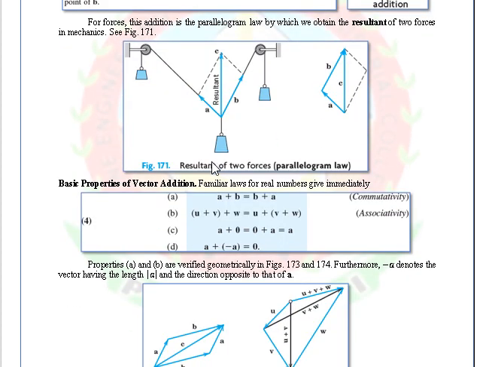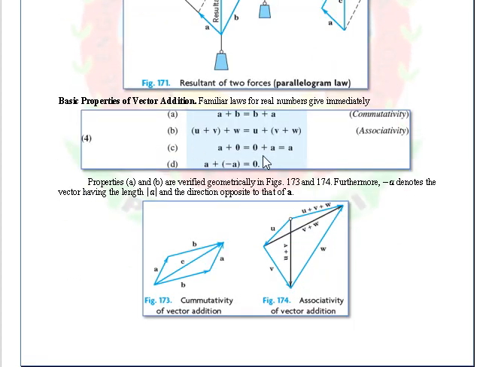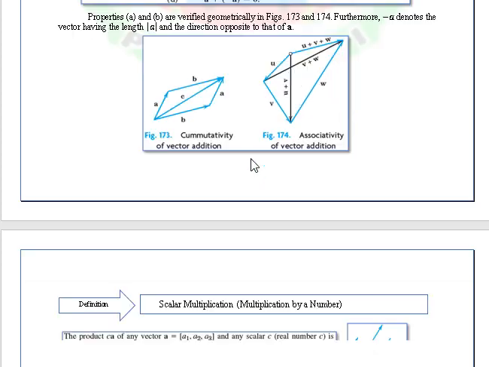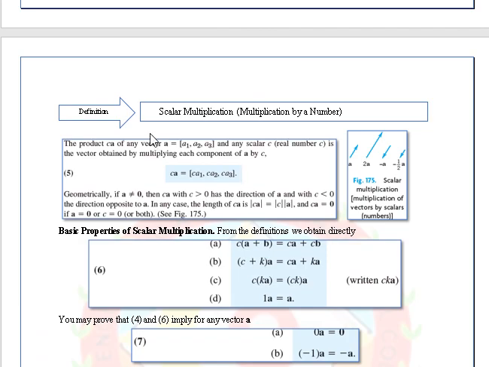For simplification, we have here different rules on how to perform an addition of vectors. So please refer to this one. Okay? So we have here the definition. Now we move to scalar multiplication.